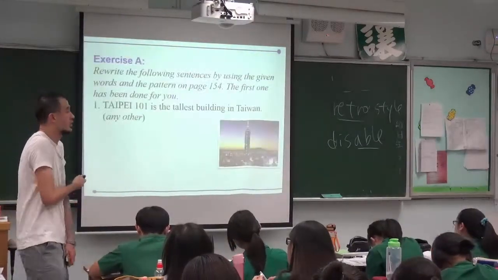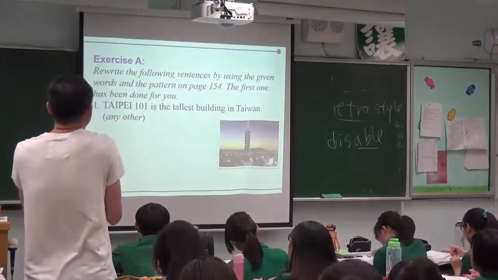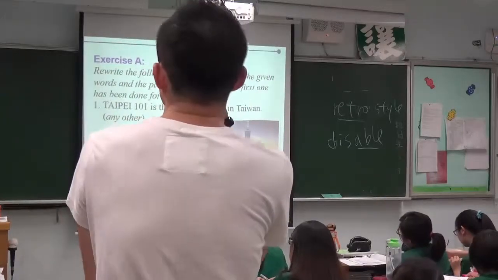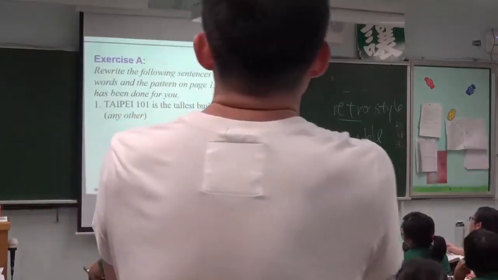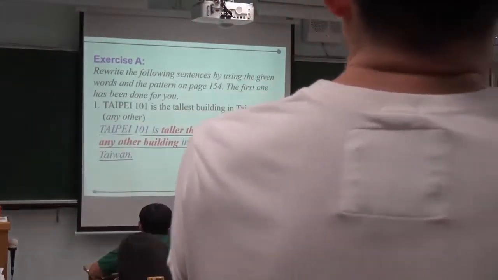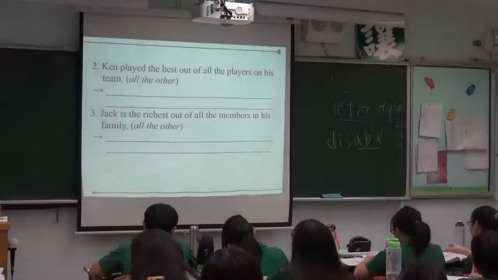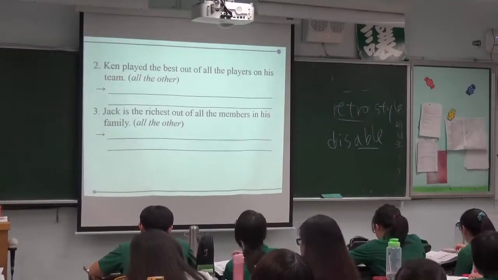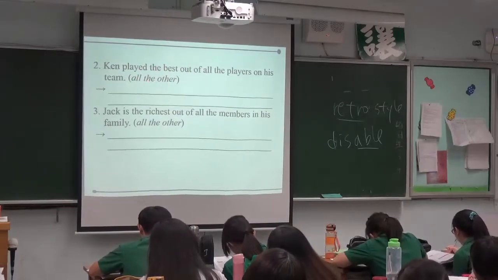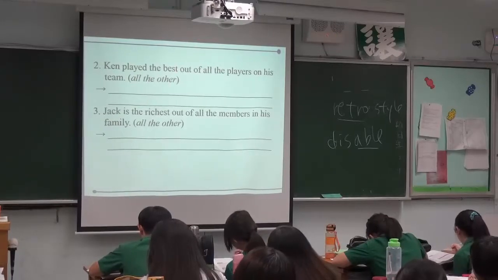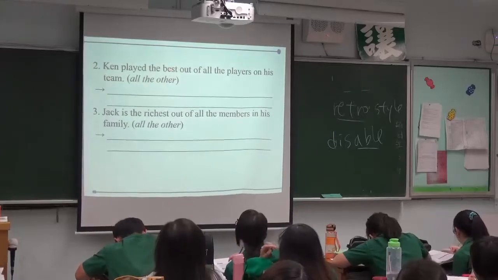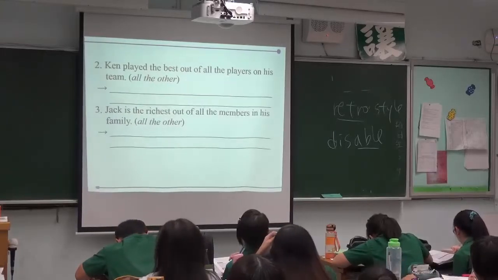So like when we do a quick oral practice, here, number one. Taipei 101 is the tallest building in Taiwan. If you use any other, how can you change the first example? Taipei 101 is taller than any other building in Taiwan. Easy? And here, the second one. Can play the best out of all the players on his team. If you use all the other, how can you change the sentence? Best, we need to change it into better. So here, could you please do it once again? Can play better than all the other players on his team.